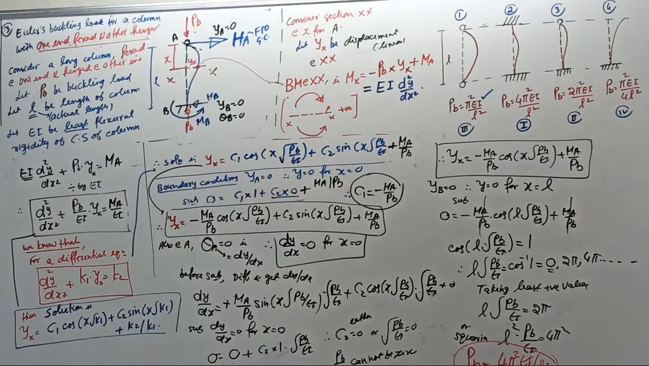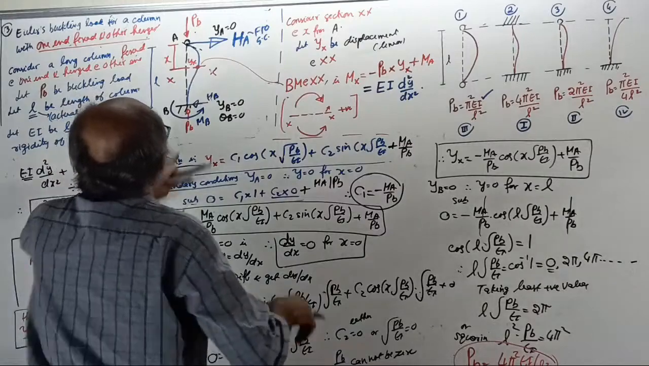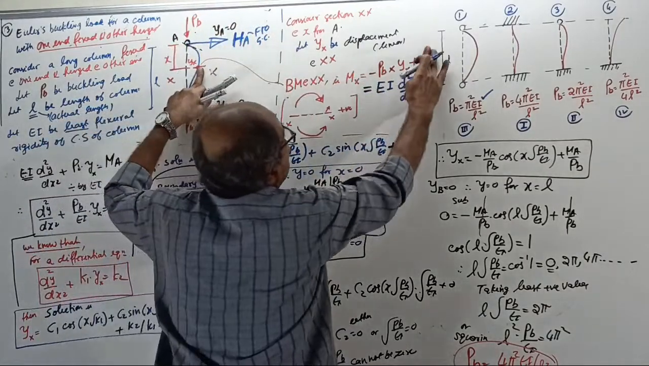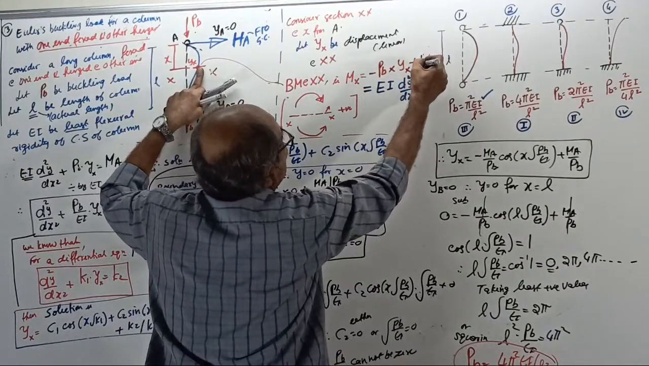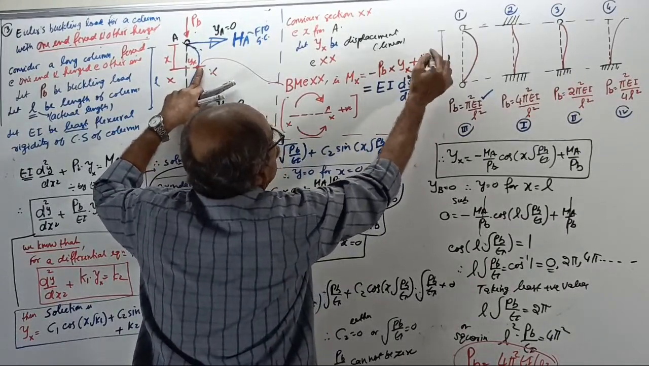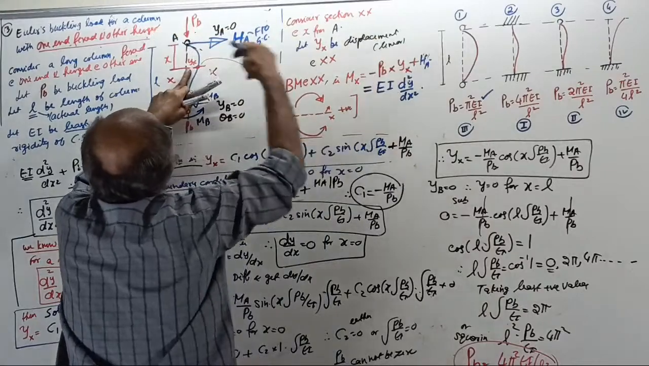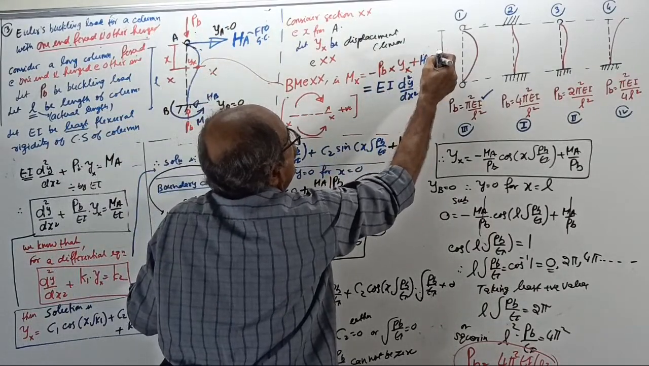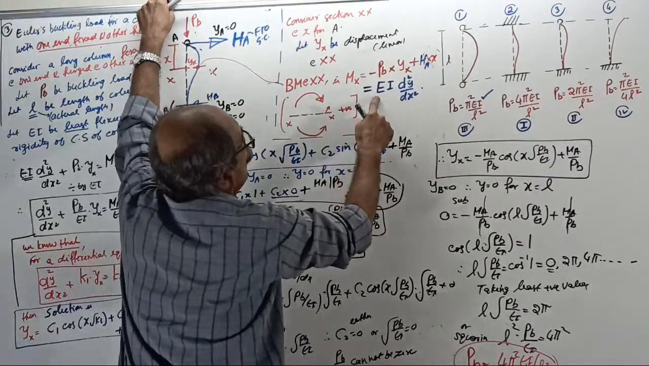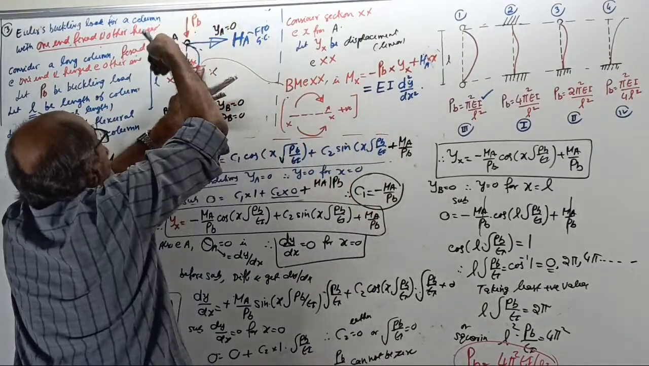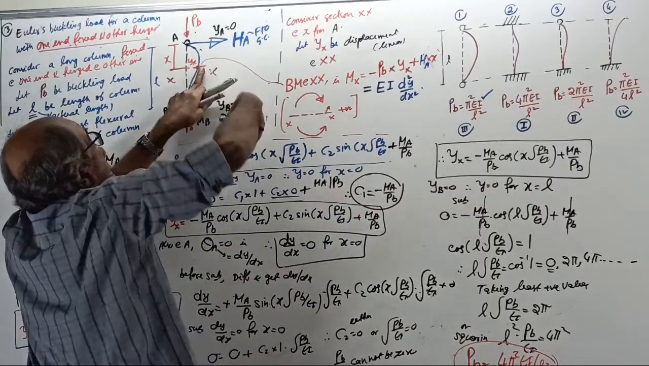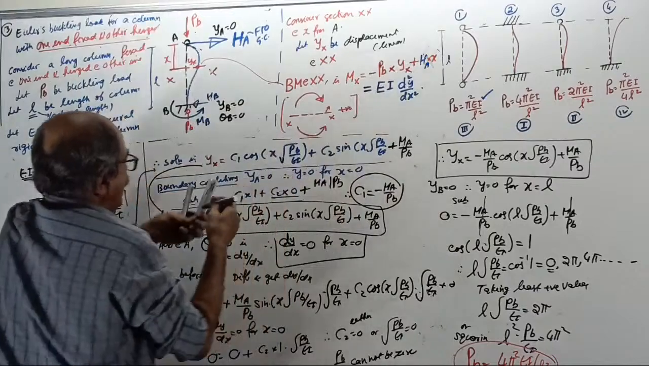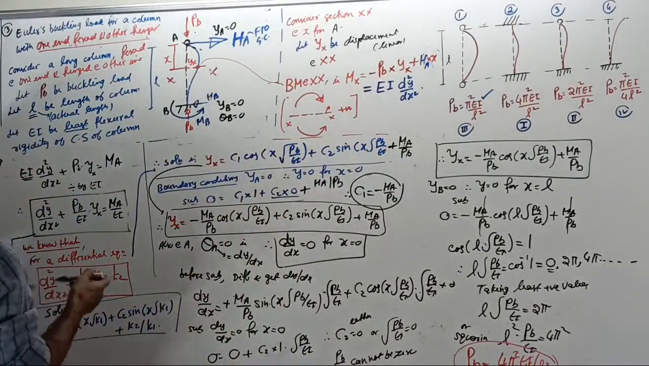Okay, start. Now, bending moment here equal to minus PB into Yx plus HA into X. Equal to EI d square Y by dx square. Okay, rearrange it.